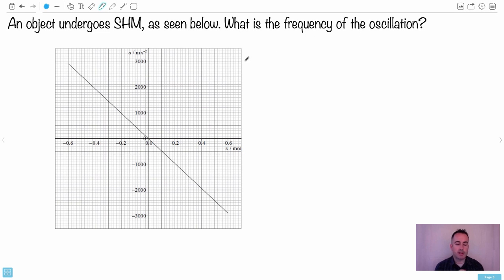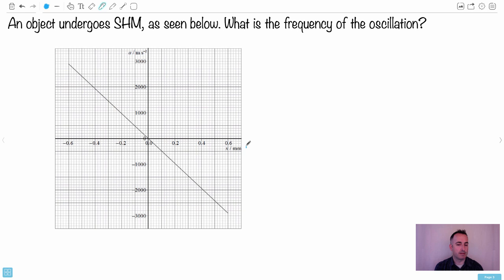I want to show you a tip, which is that whenever you see a graph on an exam, always suspect that the IB is trying to mess around with units. They do it almost half the time, giving you weird units. And this is an example of one. Look, we've got acceleration, which is in meters per second squared. Good. And then we've got X, it's in millimeters.